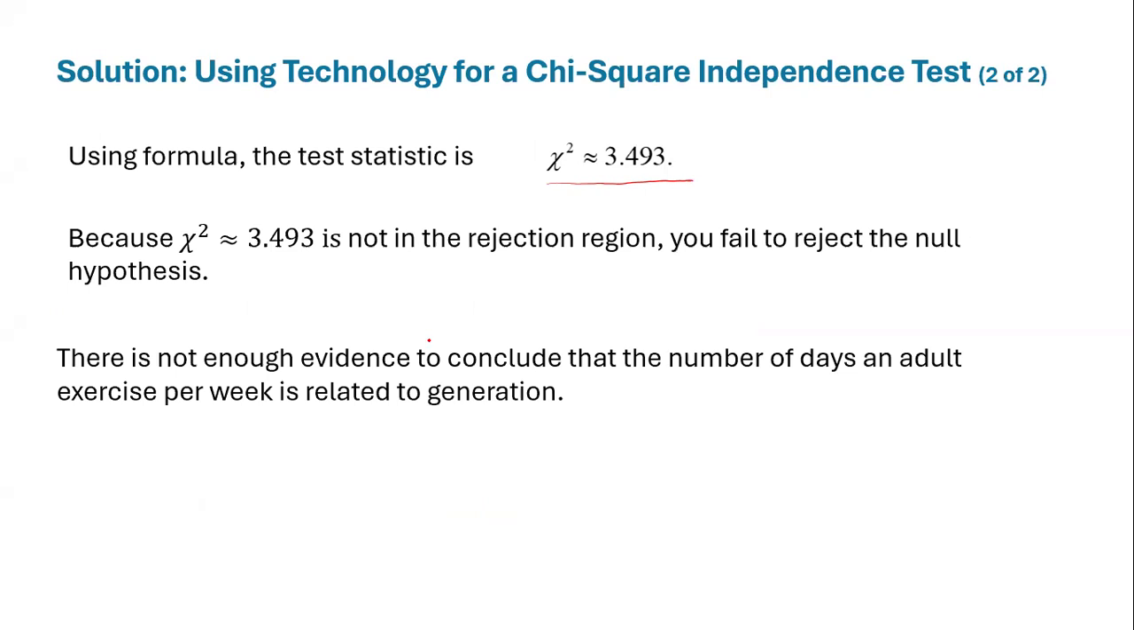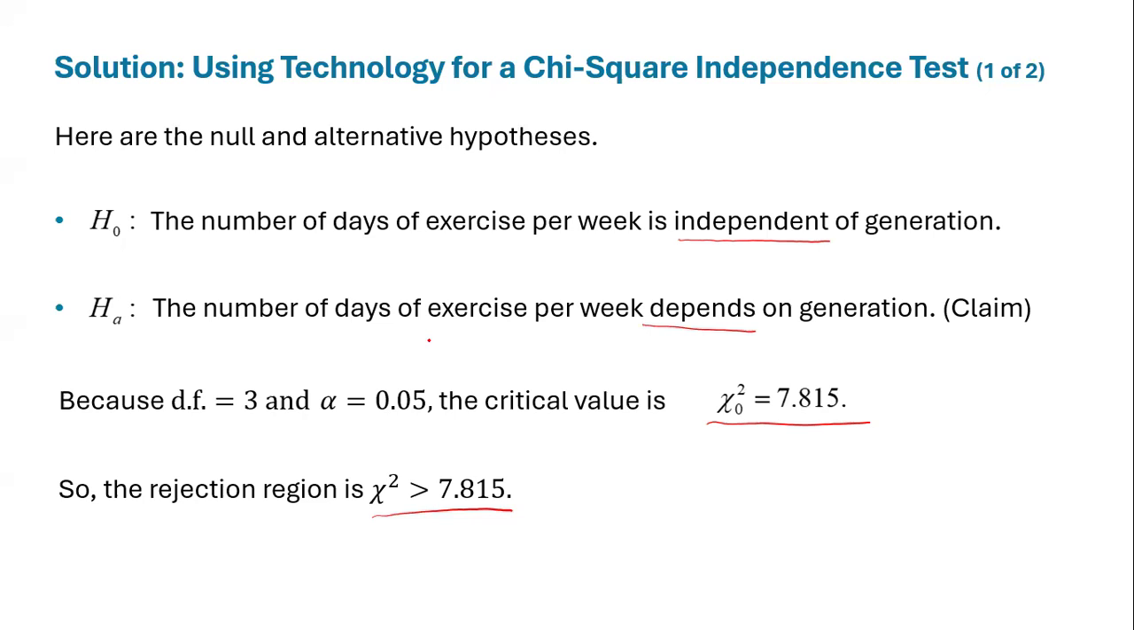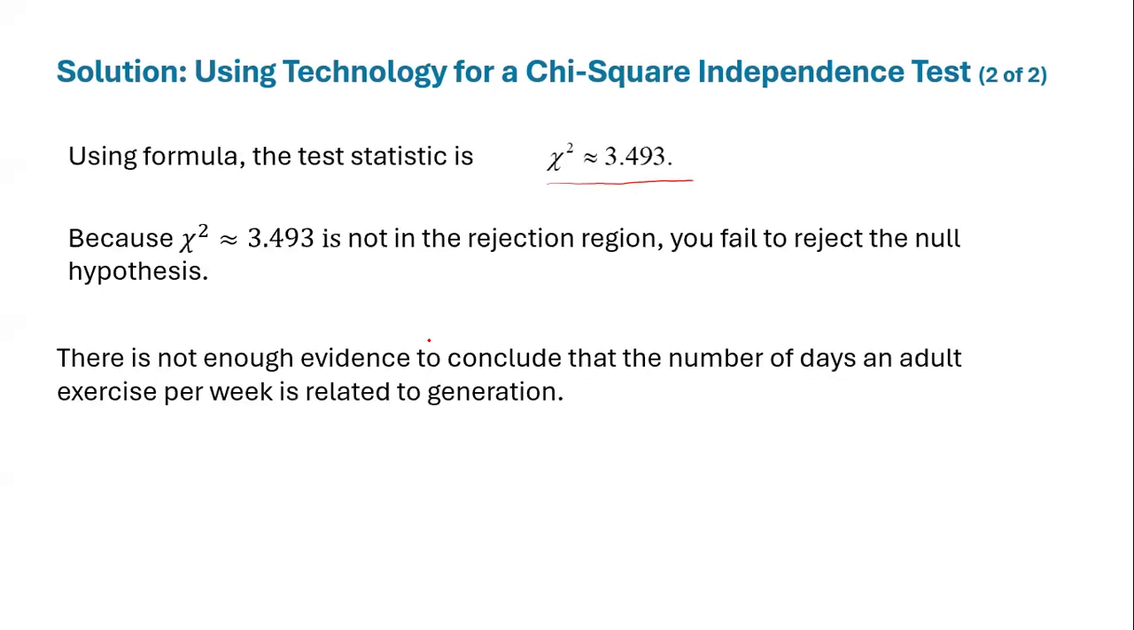We said in the rejection region that any number greater than 7 must be rejected, and this number is not greater than 7, which means we fail to reject the null. If we fail to reject the null, that means we need to reject the alternative. The alternative was my claim, so I cannot support the claim. So we say there is not enough evidence to conclude that the number of days an adult exercises per week is related to generation, because that was what the question was asking. Are they related? Since we are rejecting that claim, we say we don't have enough evidence that they are related because we can't support it.